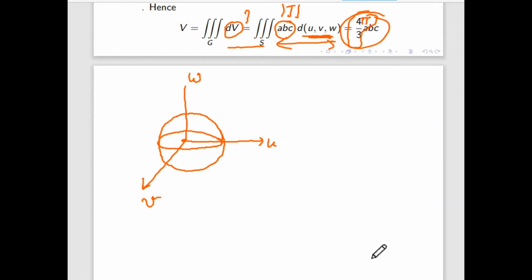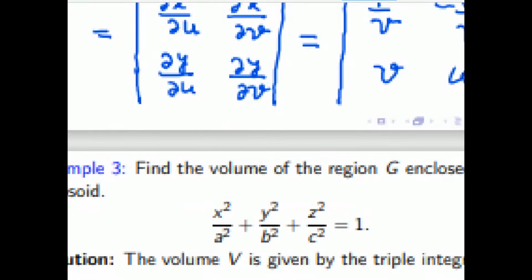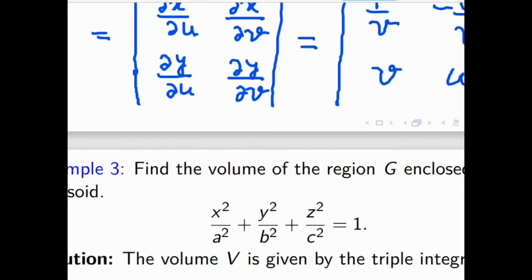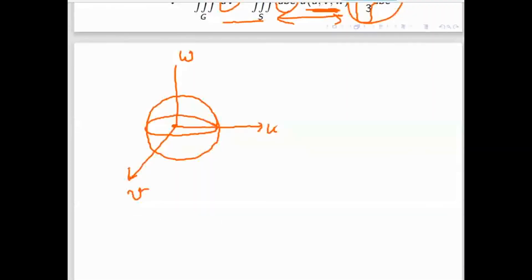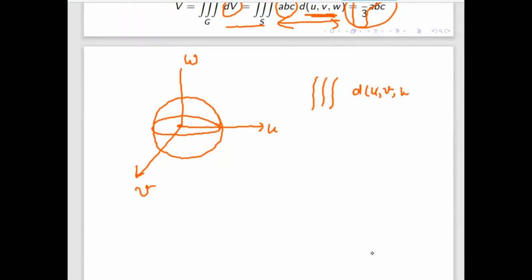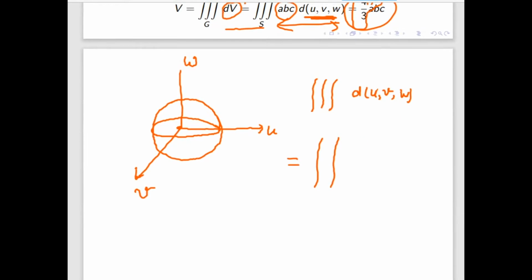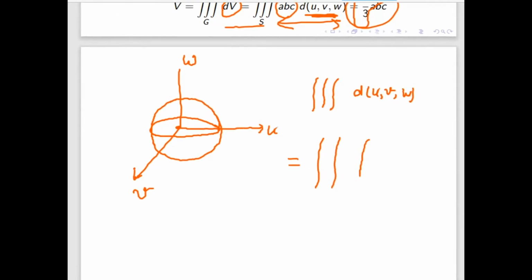So what will be the volume of this sphere in the UVW plane? That means the integral over this UVW region of dV, and which order we will decide once we put the limits. So I will put the limits one by one in order to get the volume. If these axes UVW divide the whole sphere, into how many equal parts?